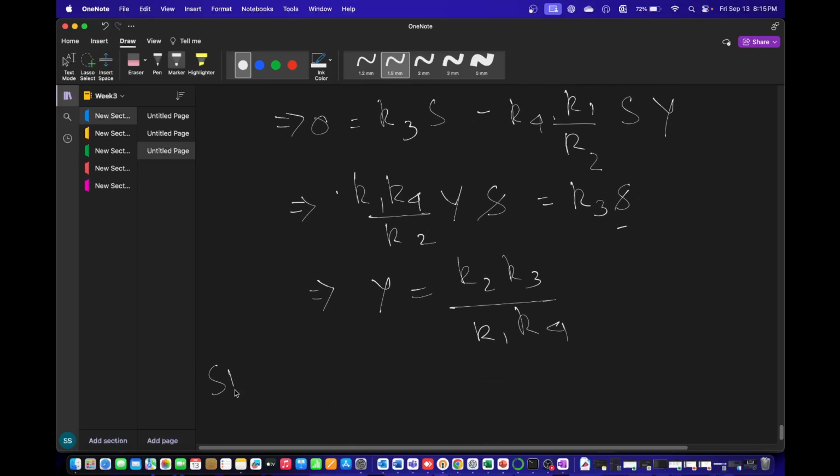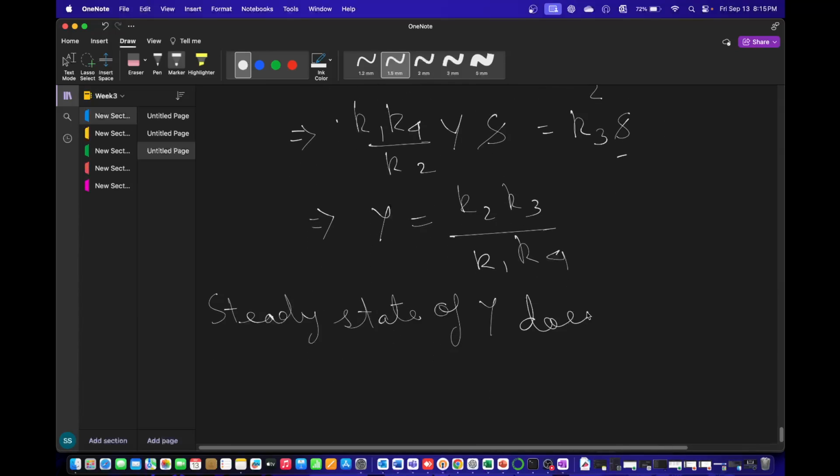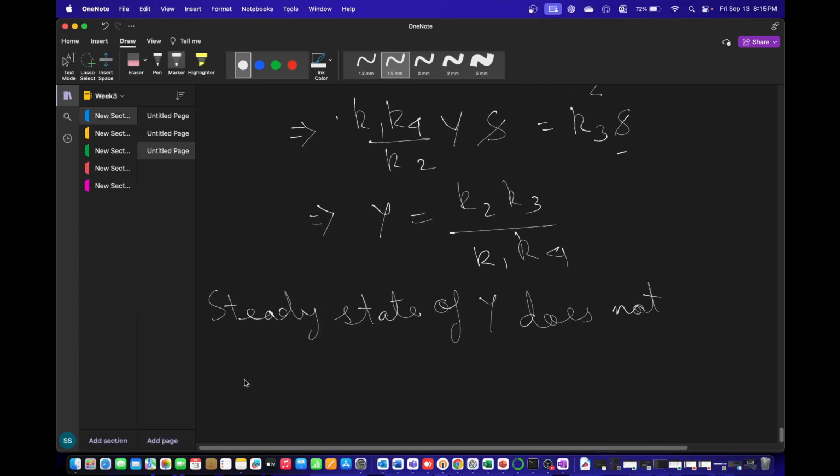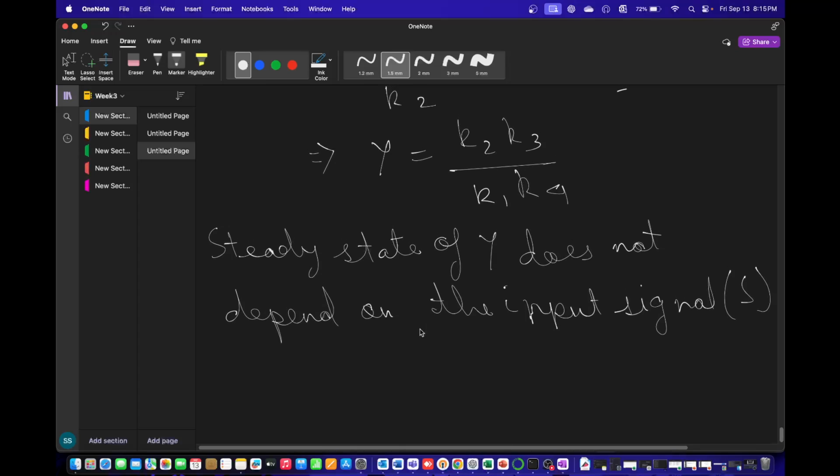So the steady state of Y does not depend on the input signal, which is S. Hence, it is an adaptive motif.